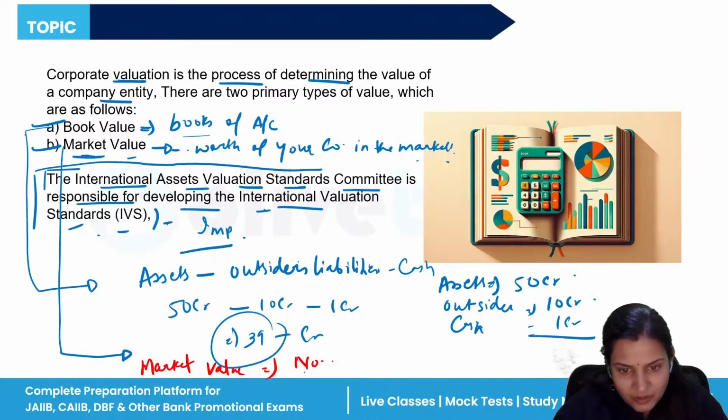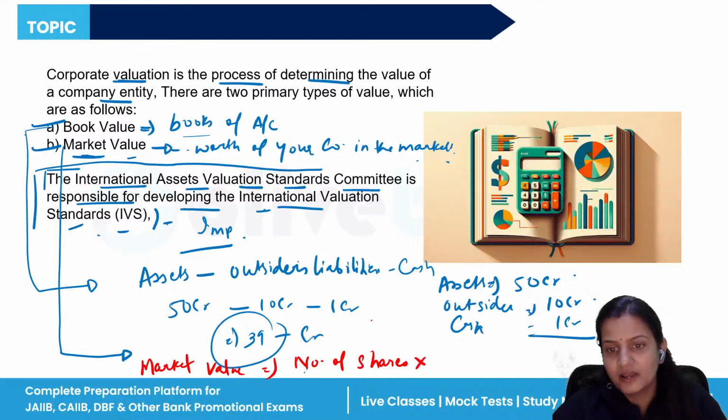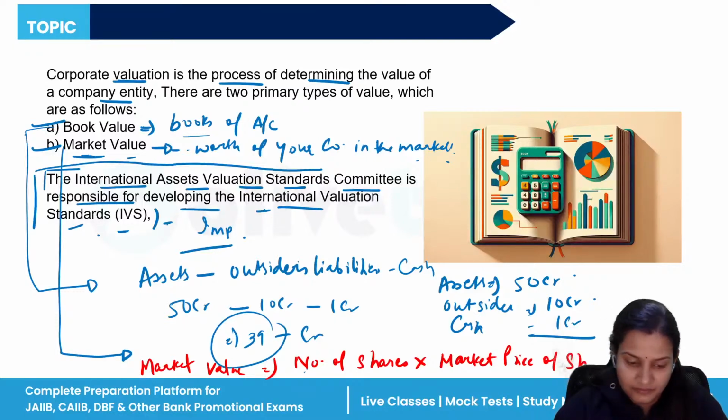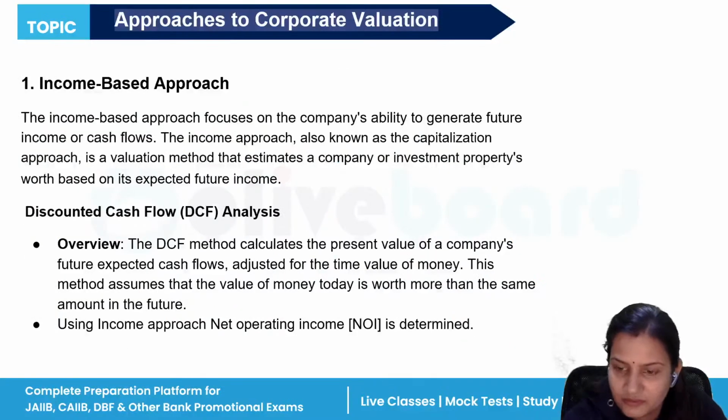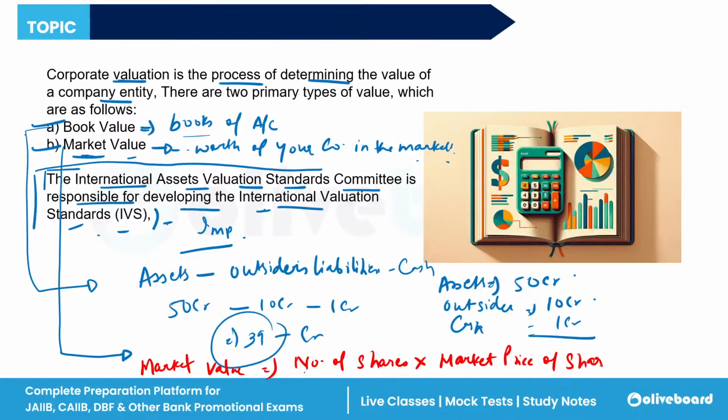Like you have the number of shares, and you multiply this number of shares into the market price of the shares. Okay, so you will be getting the value of business as per market value. This is your value of business. Am I clear till over here?